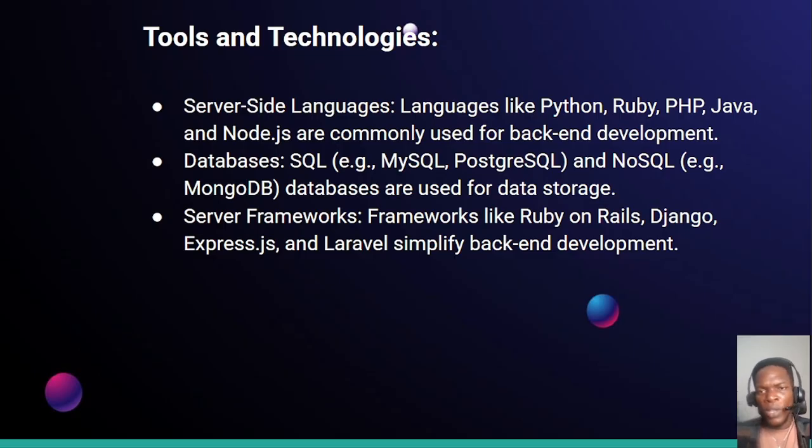For the backend developer, we have several server-side languages. You have Python, Ruby, PHP, Java, and Node.js. These are commonly used for backend development. And all these languages I just called are different languages you use to communicate with the machine, the computer, so that it will understand the ones and zeros I've talked about.